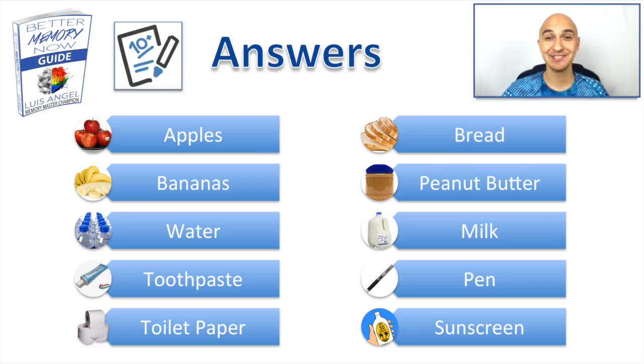Alright, here are the answers. How'd you do? Did you get them all right? If you did, perfect. If you didn't, it's probably just because the action wasn't strong enough. Remember, the stronger the action, the easier for you to retrieve that information that you memorized along the route.